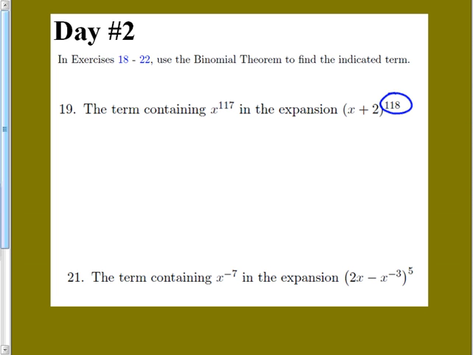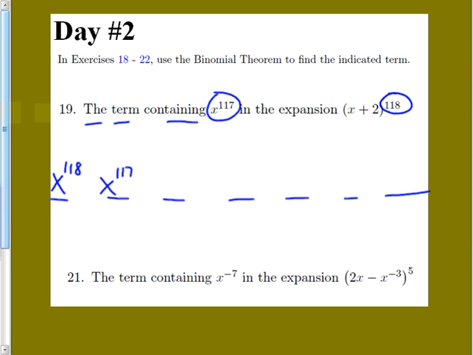Might be a bit of a pain to write out. 118 terms. So, they want the term containing x to the 117th. You have to use some strategery here. How would you start making all the terms? What would be the first one? It would have an x to the what in it? X to the 118.